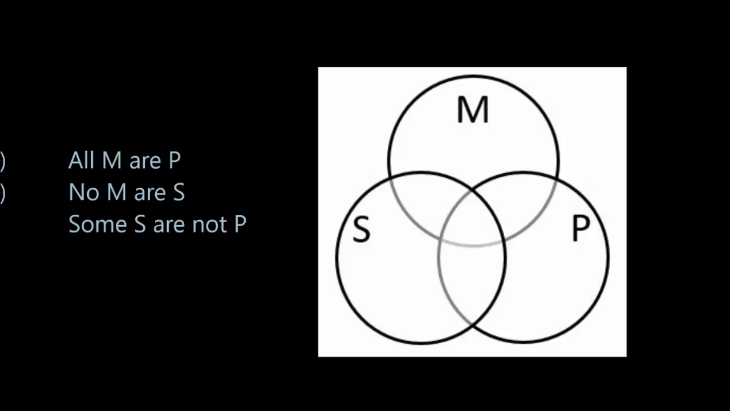And let's try another one. This one says all M are P, no M are S, therefore some S are not P. Go ahead and pause the video. Try your hand at it. Determine whether the argument is valid or invalid from the Boolean standpoint and from the Aristotelian standpoint, from both points.